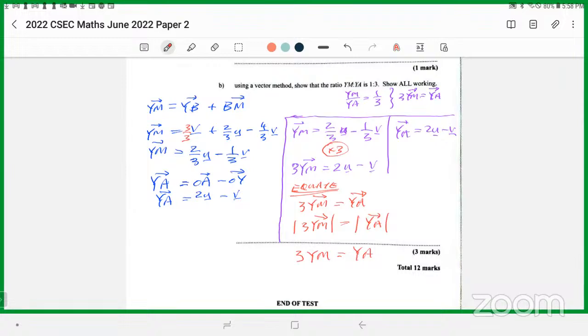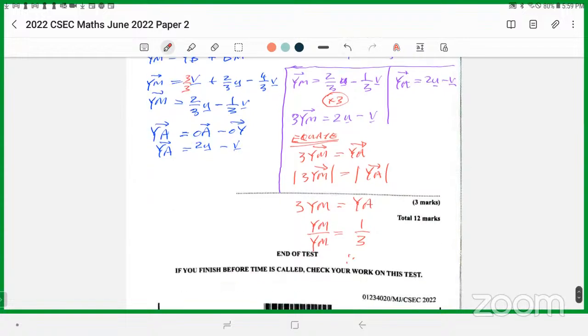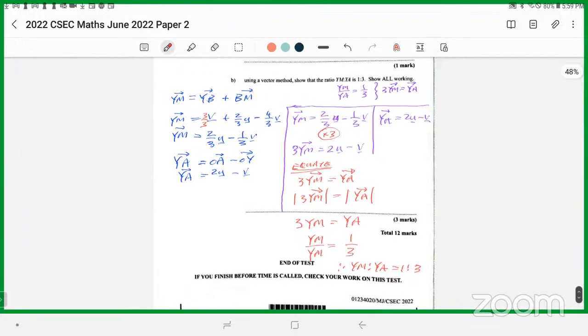Then you can set up this ratio by dividing by ya and dividing by the 3. So you're going to get ym over ya equals 1 over 3. And this now means this ratio that they told us. So we can say, therefore, ym to ya equals 1 to 3. This and that, 1 to 3. That's what you're required to do in this question.